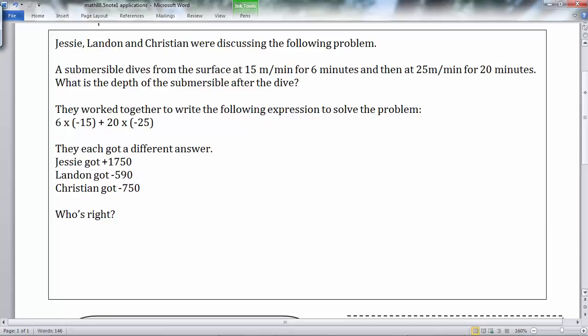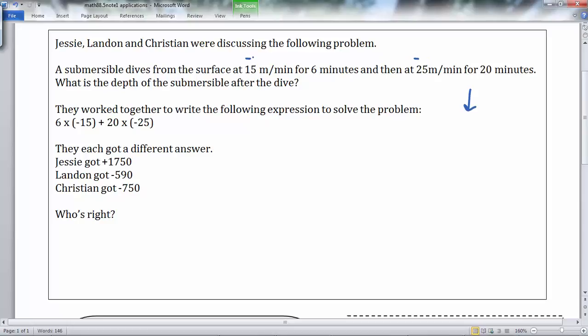Jesse, Landon, and Christian were discussing the following problem. A submersible, or sub, dives from the surface at 15 meters per minute for 6 minutes, and then at 25 meters per minute for 20 minutes. What is the depth of the sub after the dive? Right? Because you're going down, these are negative numbers.